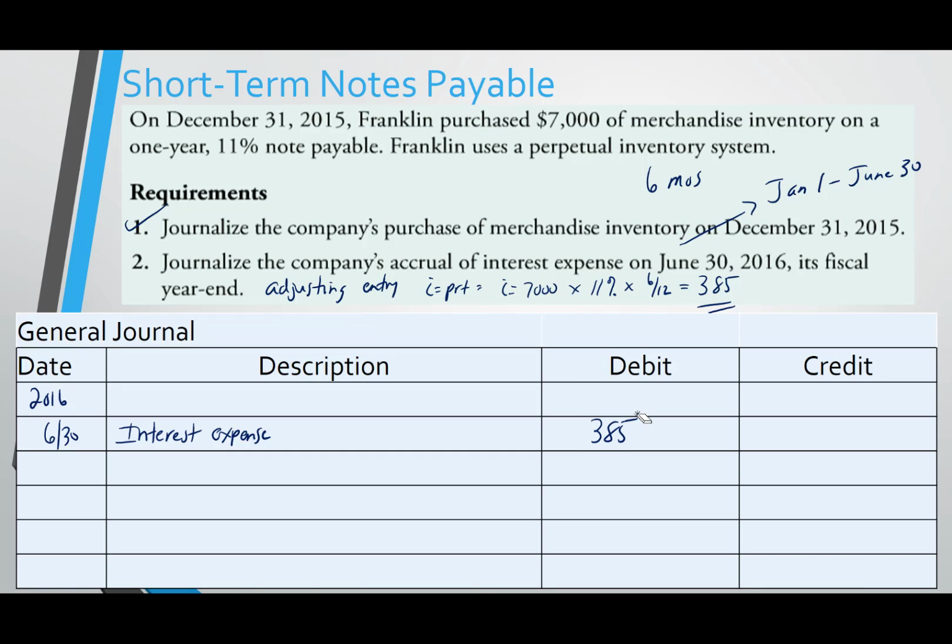And remember, in this case, we're not paying it because the note is not yet due until the end of the year, 6 more months later. So we owe it, so it would be a credit to another liability, which would be interest payable. So I recognize my expense. That'll go on my income statement and reduce my net income. And then my interest payable will increase my current liabilities and go on the balance sheet.